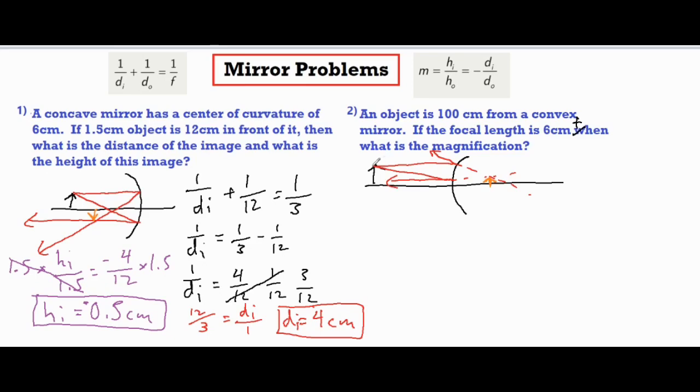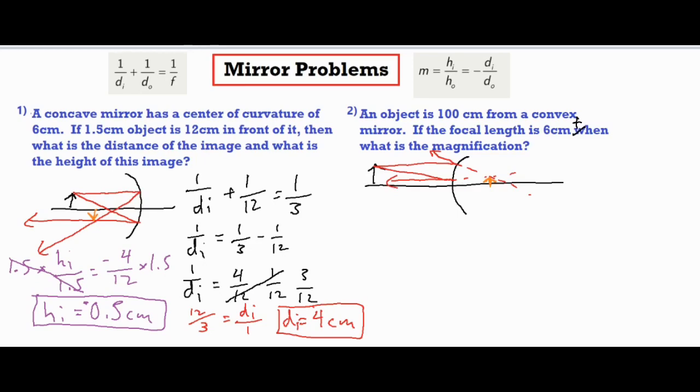Now with a convex mirror, we're always going to go straight, line it up through the focus in the back here, and then angle that out, and then go towards the focus, hit the mirror, and then reflect it back straight. So we have distance of the image, which appears to be less than this distance over here. The distance of the object seems to be upright, and definitely the height is a lot smaller.